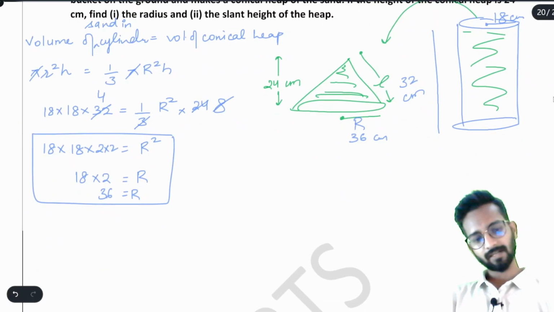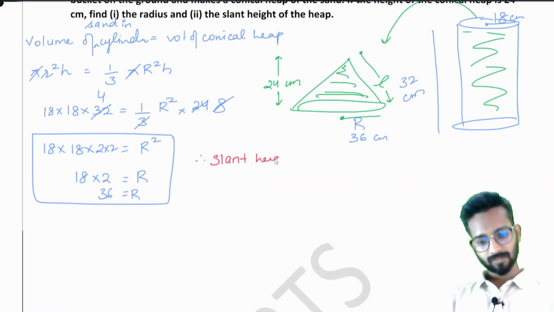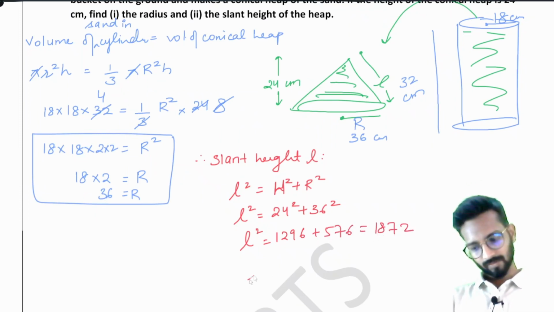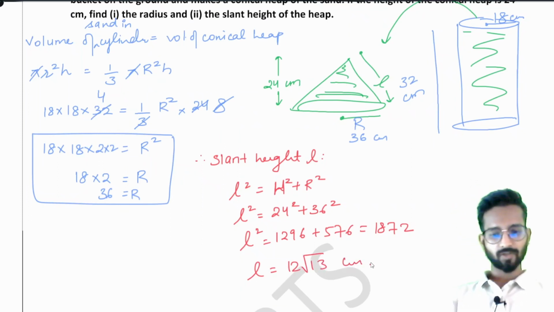Now you have to find the slant height. Therefore, slant height L will be L square is equal to h square plus R square. H is 24 square, radius is 36 square, that is your L square. It means L square is equal to 1296 plus 576, that is 1872. So your L will be 12 root 13 centimeter. This is your slant height of the conical heap.